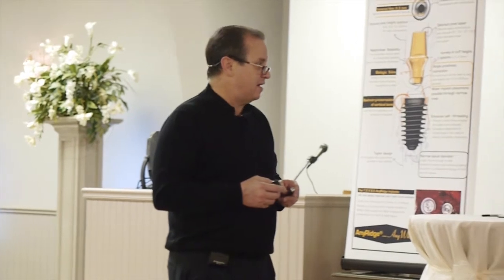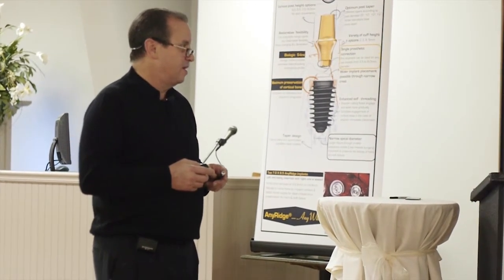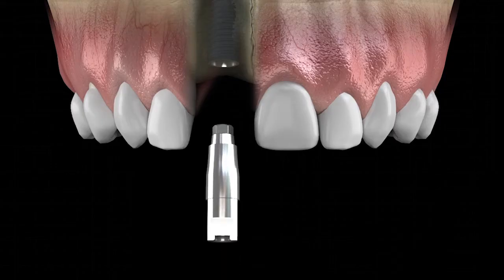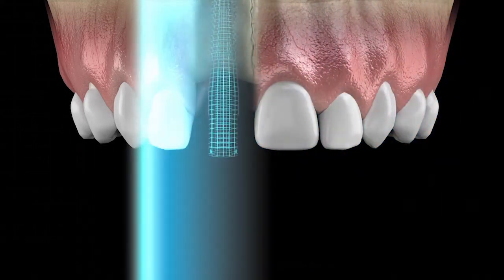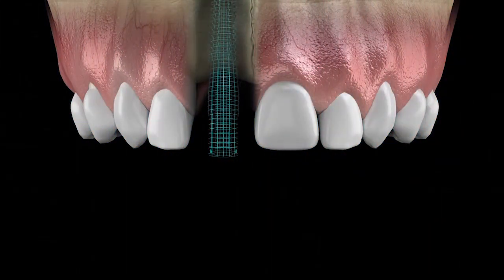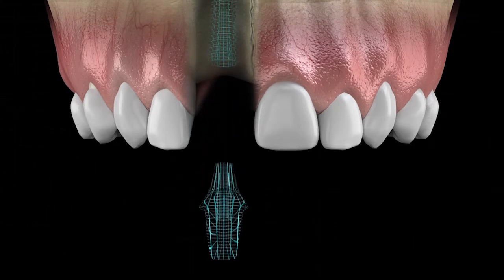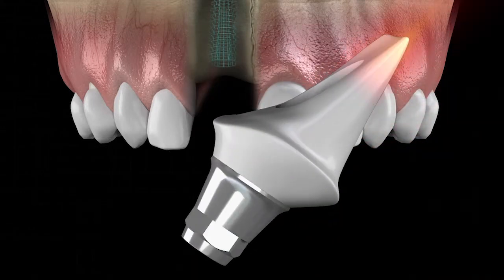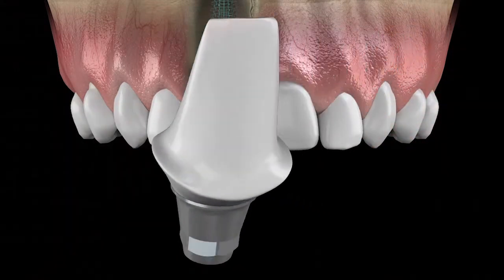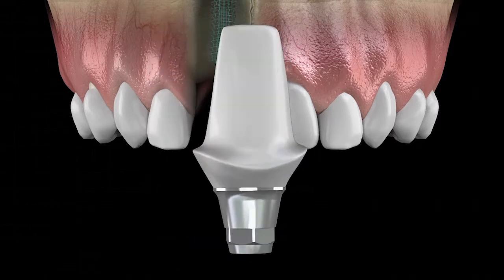So this is, there you go. The concept is that we screw in an impression transfer, we take an impression, then we unscrew this and send it off to the lab, and they'll produce, in this case, a zirconium abutment with a titanium base, and then this goes into place, and it's anatomically perfect.